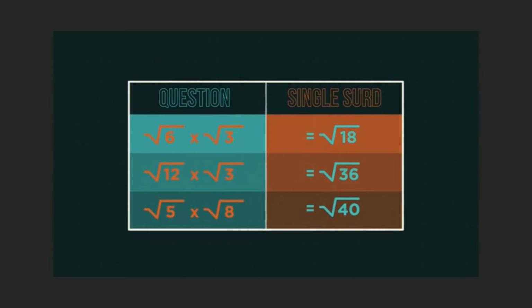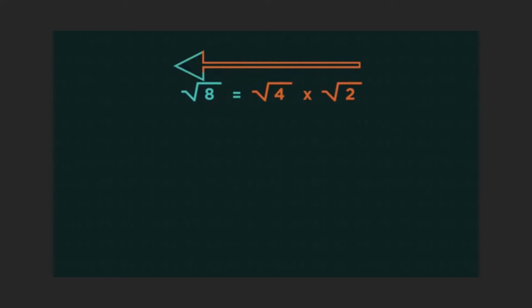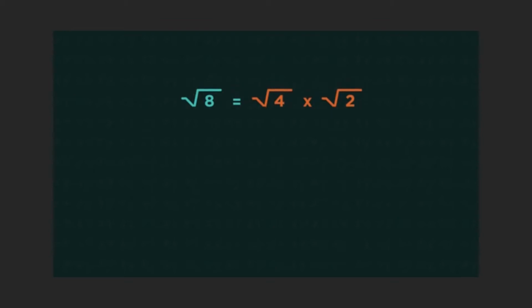Easy! If you know how to simplify surds, as we saw in our earlier video, we now just work in the other direction. We multiply them together. So there's nothing new to learn whatsoever. Why do we do this?